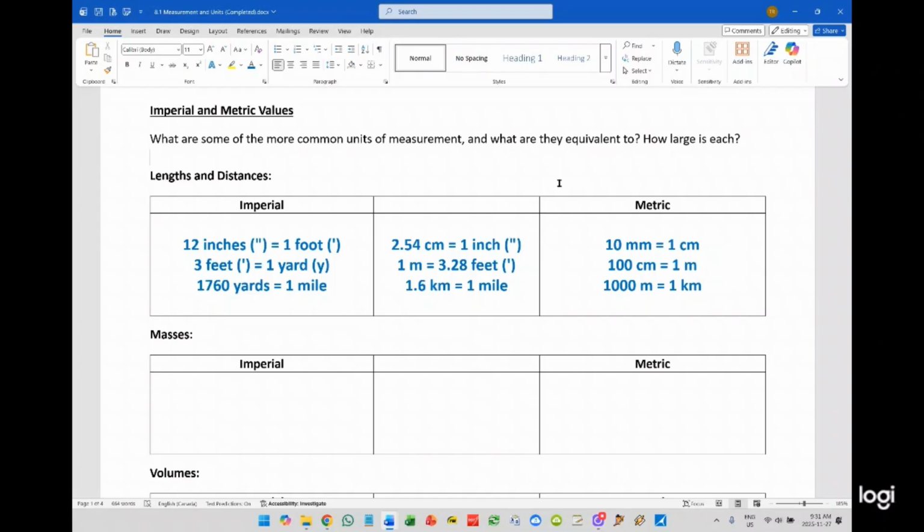That's by definition. When it comes to the metric system, 1 meter is a little bit more than 3 feet. It's a little bit more than a yard. It's 3.28 feet. And in the imperial, the weird one that no one ever remembers is that a mile is made up of 1,760 yards. And a more common one is that 1.6 kilometers equals a mile.